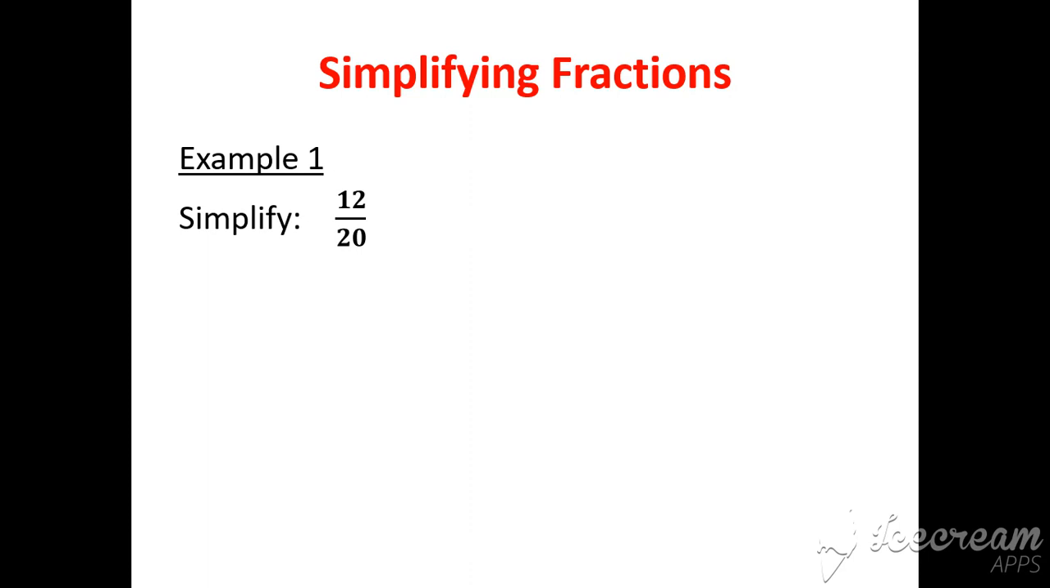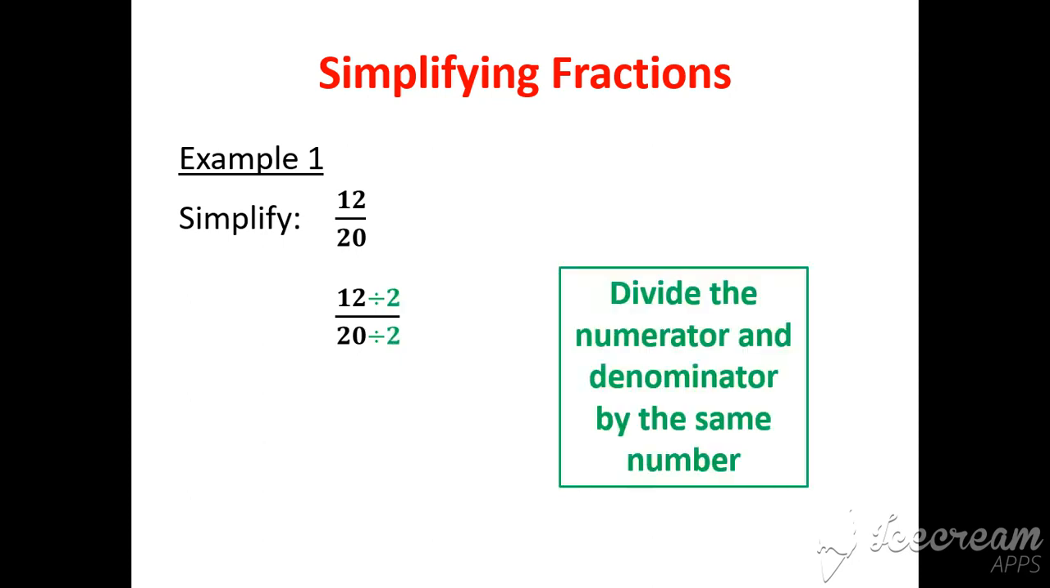So what we're going to do is divide. We're not going to multiply. We could get an equivalent fraction by multiplying, but we're going to divide and keep dividing until we're as simple as we can go. So we're going to divide the top and the bottom by the same number. Now let's just pretend you guessed they can both be divided by 2. I can divide the top and the bottom by 2. So let's go. 12 divided by 2 makes 6, and 20 divided by 2 makes 10. So we've got an equivalent fraction which is 6 over 10.